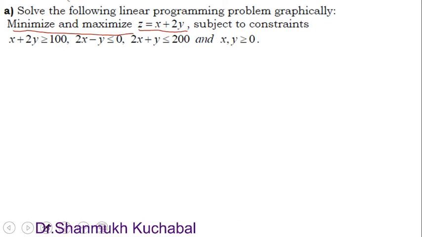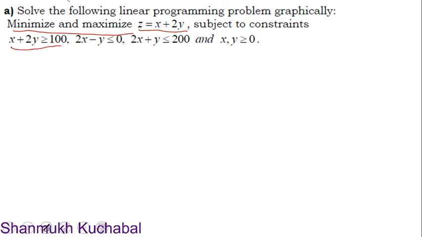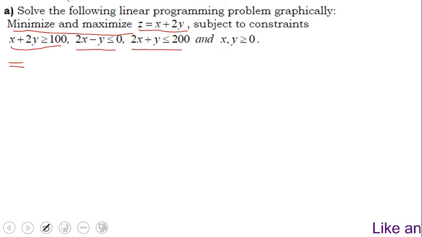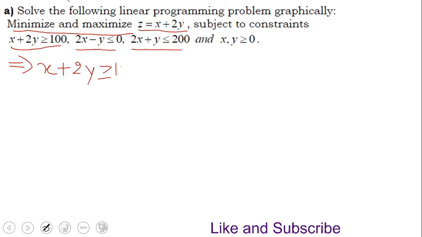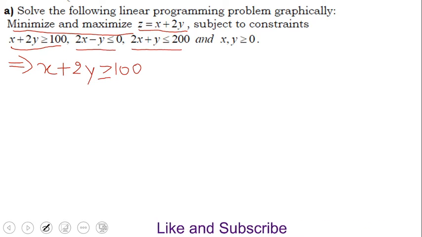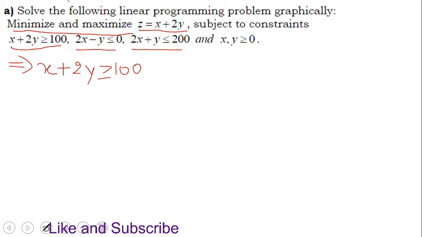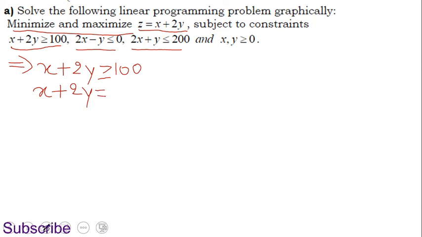The constraint equations are three: a first equation, a second equation and a third equation. Now we'll take the first constraint, that is x plus 2y greater than or equal to 100. The procedure is the same. Since an inequality is there, we take an equality: x plus 2y equal to 100.